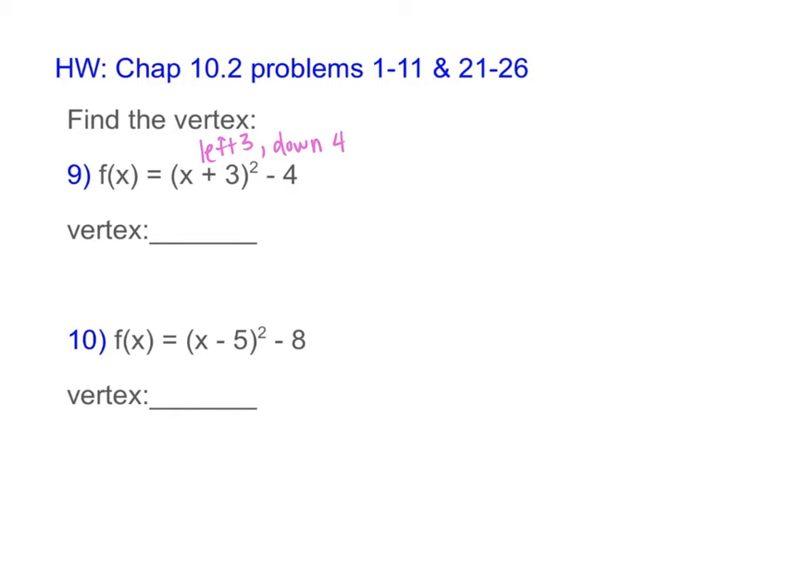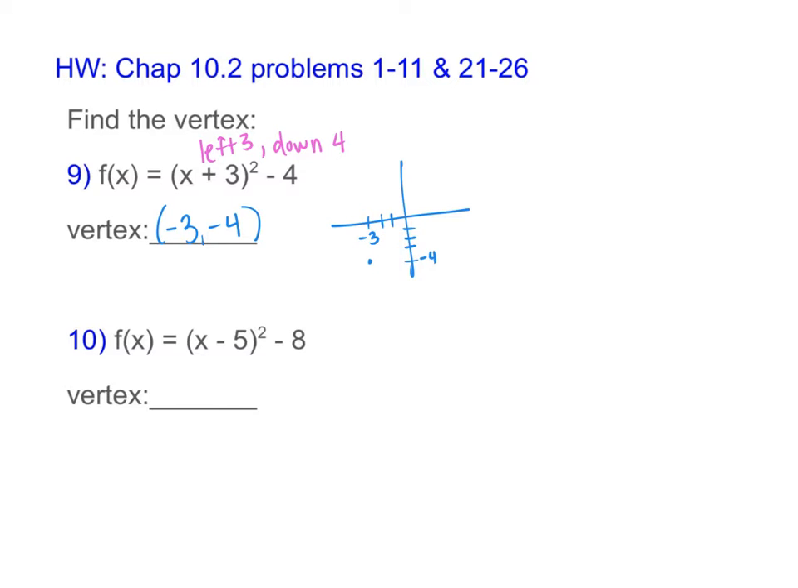If you were to draw a quick coordinate plane here, this is left 3, so that gets you to negative 3, down 4, so negative 4. If you plot a point right there, that coordinate is going to be negative 3, negative 4. Okay, and so that's how I can quickly figure out the vertex.